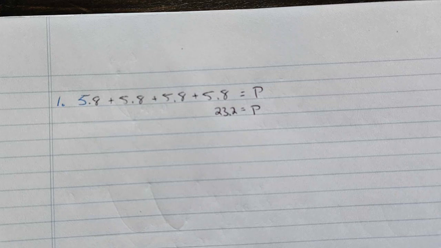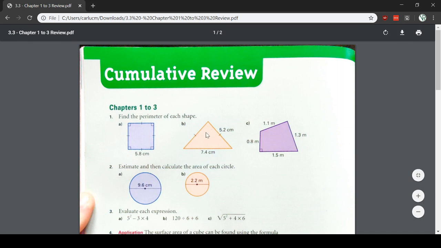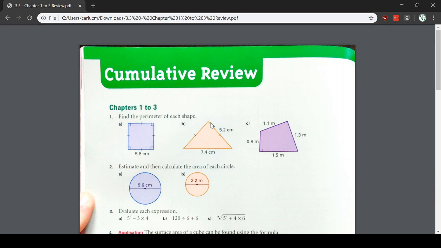But if you take a look at the next ones, you do the same thing with the next two as well. You just add up the sides on those. In the case of B, it's 7.4 plus 5.2 plus 5.2. These two sides of the isosceles triangle here are 5.2. And then the last one, we're just adding up the 4 numbers to get the total distance around.